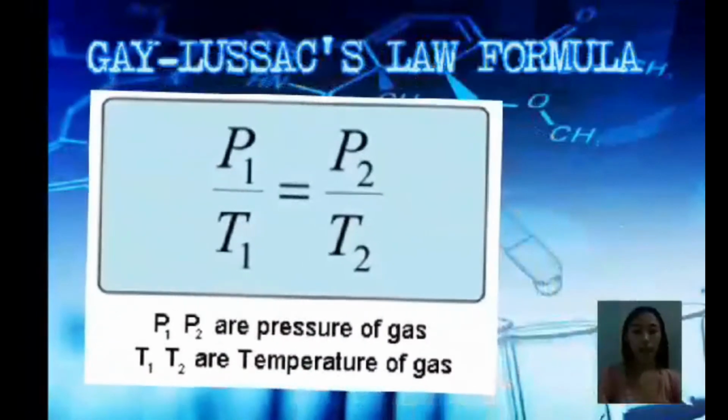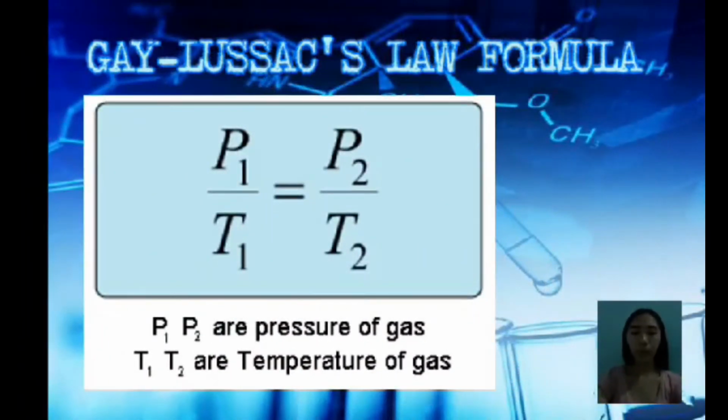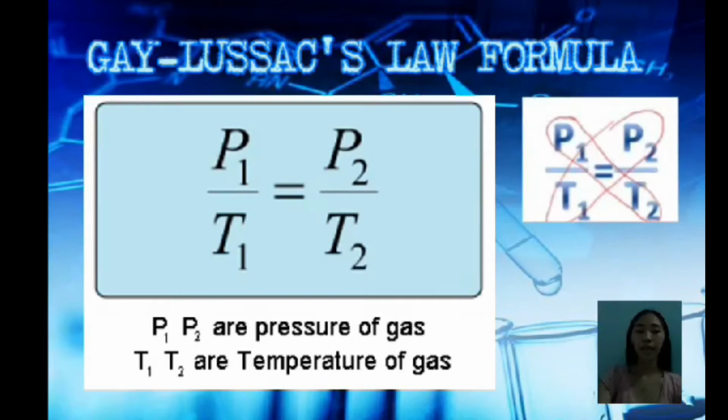The Gay-Lussac law formula is P1 over T1 is equal to P2 over T2, where P1 is the initial pressure, T1 is the initial temperature, P2 is the final pressure, T2 is the final temperature. This tells us that the initial pressure of the gas divided by the starting temperature of the gas will always be equal to the final pressure of the gas divided by the final temperature. So we can also cross multiply.